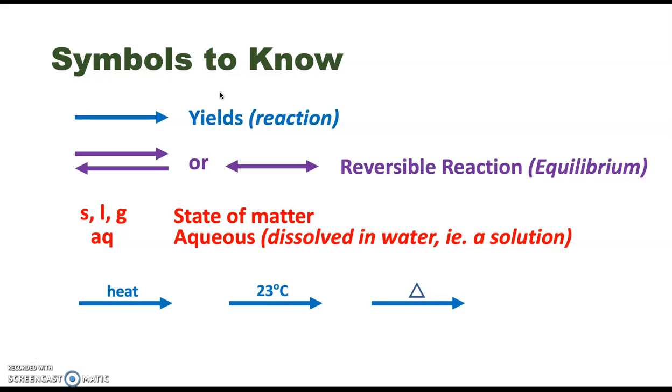If you add heat to a reaction, there's three ways to indicate that. You can just put the word heat above the arrow. Otherwise, this triangle also means heat. This is far more common than seeing the word heat, in my experience anyways. Or if something needs to be run at a very specific temperature, you will see the specific temperature listed above the arrow. So all three of these mean that heat was added to the reaction.